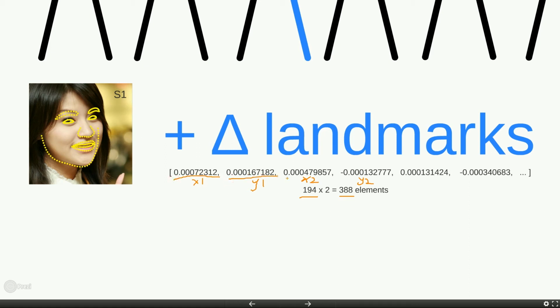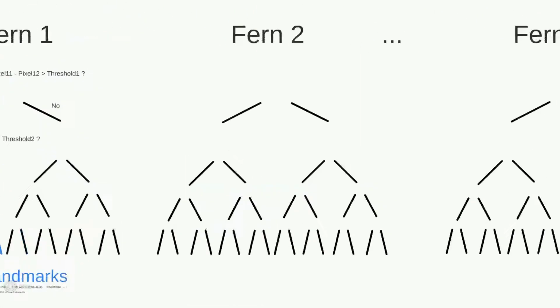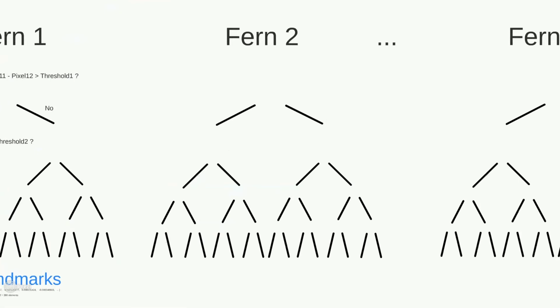This is a typical value that is extracted from a real prediction model. You can see the value is very, very small. So a very small modification is applied to this shape, changing it a little bit. Now we have applied Fern 1.